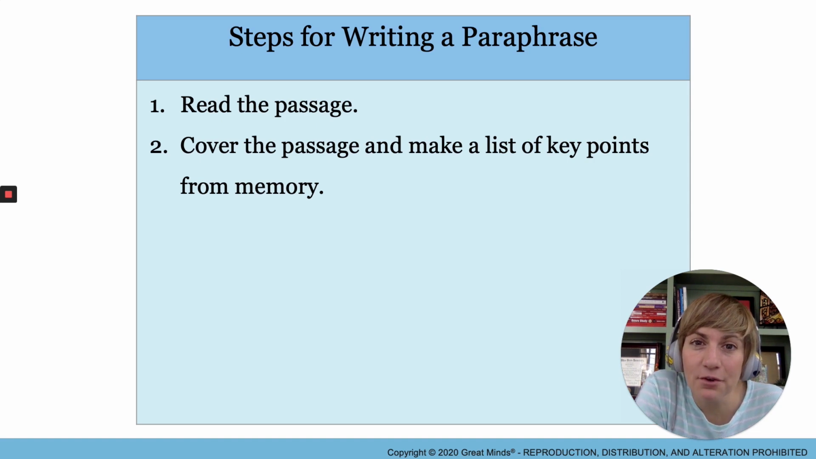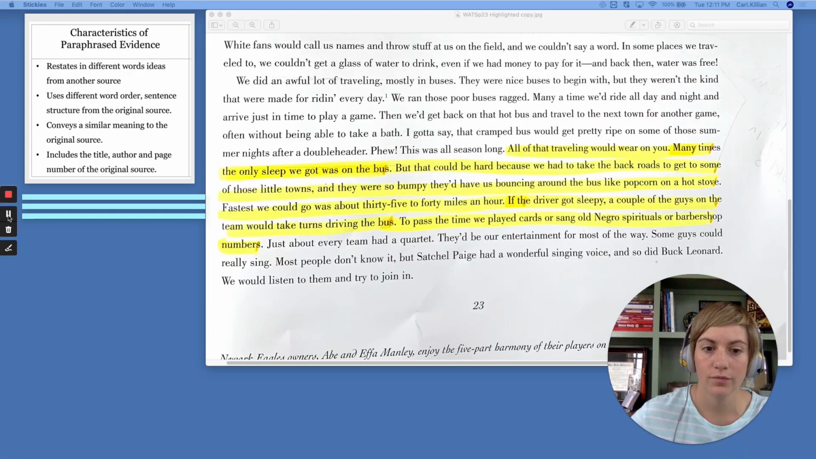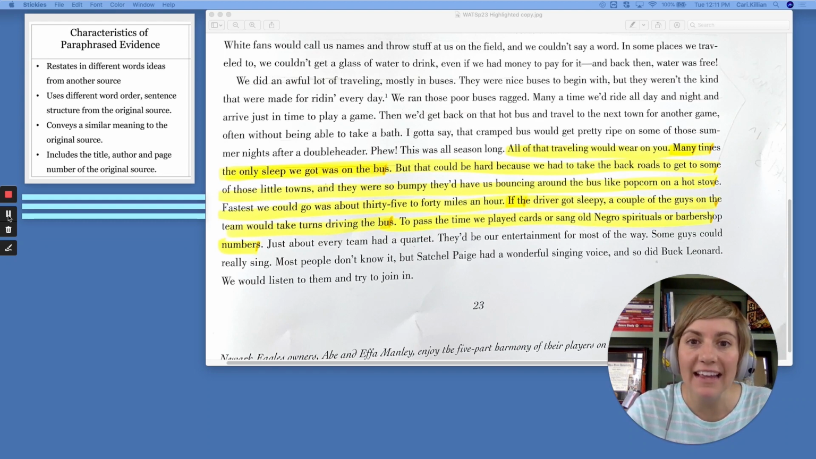Okay, I'm going to move into showing an excerpt from page 23 on the screen. If you have your text, you can open to page 23 now. An excerpt from page 23 of We Are the Ship is highlighted in yellow on the screen. It shows the different realities Negro League baseball players faced while traveling to games. Let's get to paraphrasing this section. Listen as I do step 1 and then step 2. Step 1, read the passage.